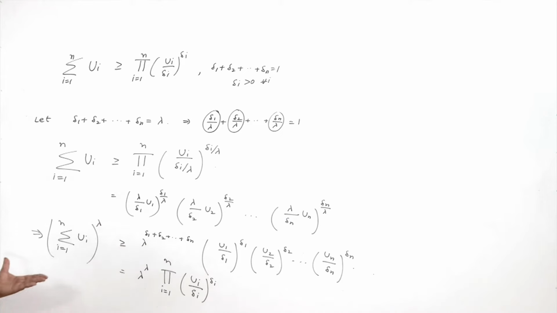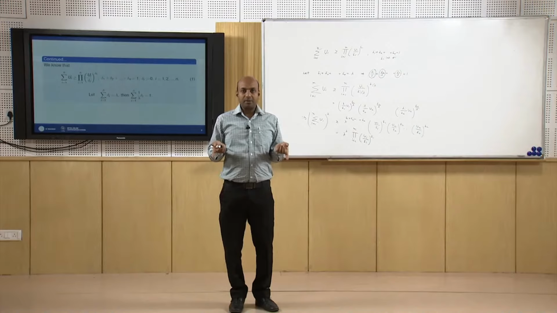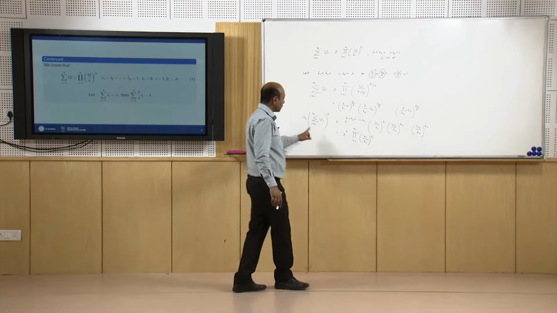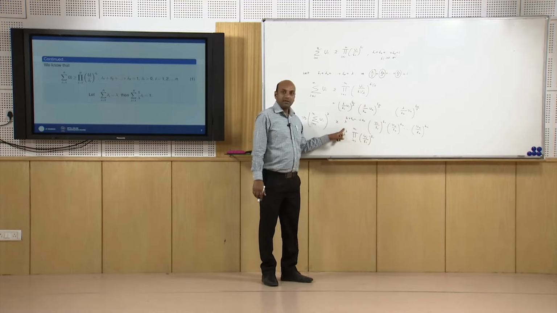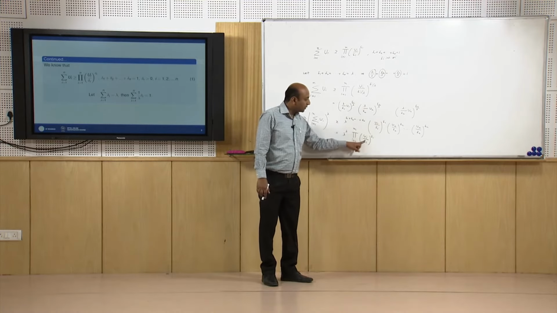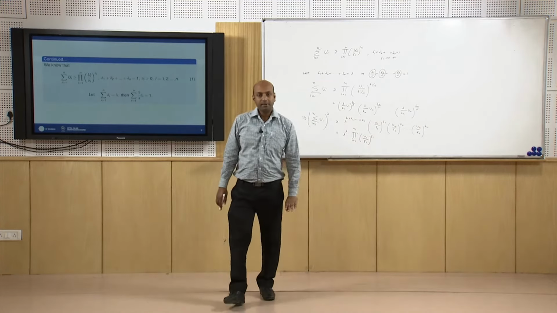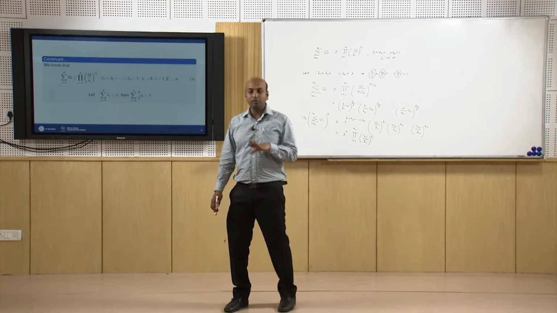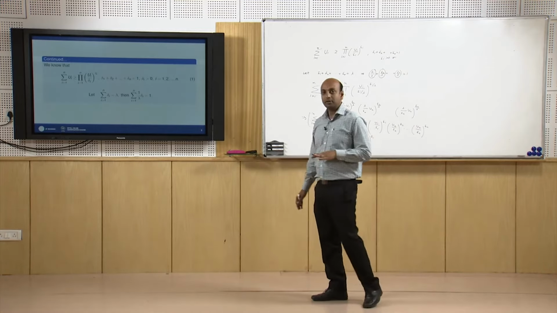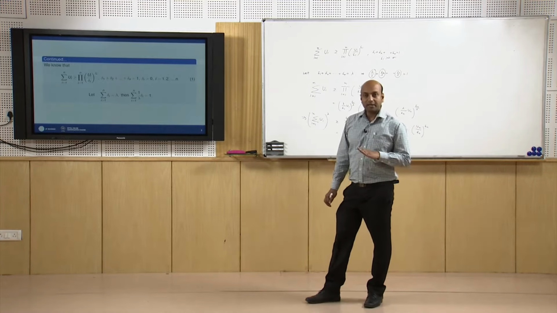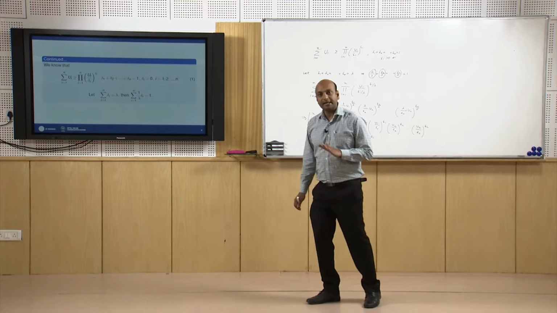So, we have obtained another inequality, that is, if (u1 plus u2 and so on up to un) whole raised to power lambda is always greater than or equal to lambda raised to power lambda, product of (u_i upon delta_i) whole raised to power delta_i, where sum of delta_i is lambda. So, we will use this inequality for solving GP problem or geometric programming problem with equality type constraints.